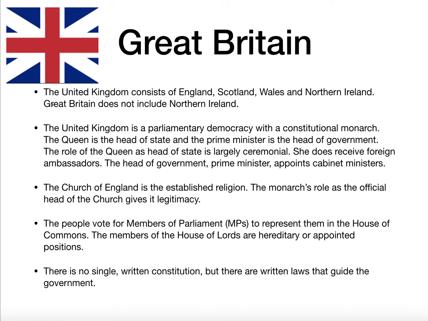Okay, there are votes for the members of Parliament, which we will explain in a second. Parliament has two houses, the House of Commons and the House of Lords. It is the House of Commons that the people elect, whereas the House of Lords are hereditary and appointed positions. There is no single written constitution. There's just a series of laws that guide how the government operates.